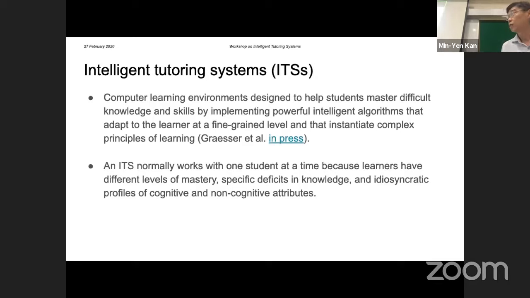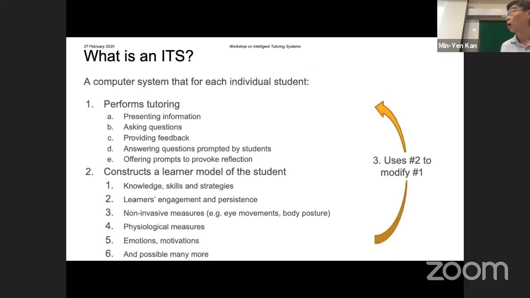helping students to learn. And you know that learners have different levels of mastery, certain deficits in knowledge. You take a deficit model and different profiles of cognitive and non-cognitive attributes. Non-cognitive attributes could be like engagement level, motivation level. So ITS performs tutoring.